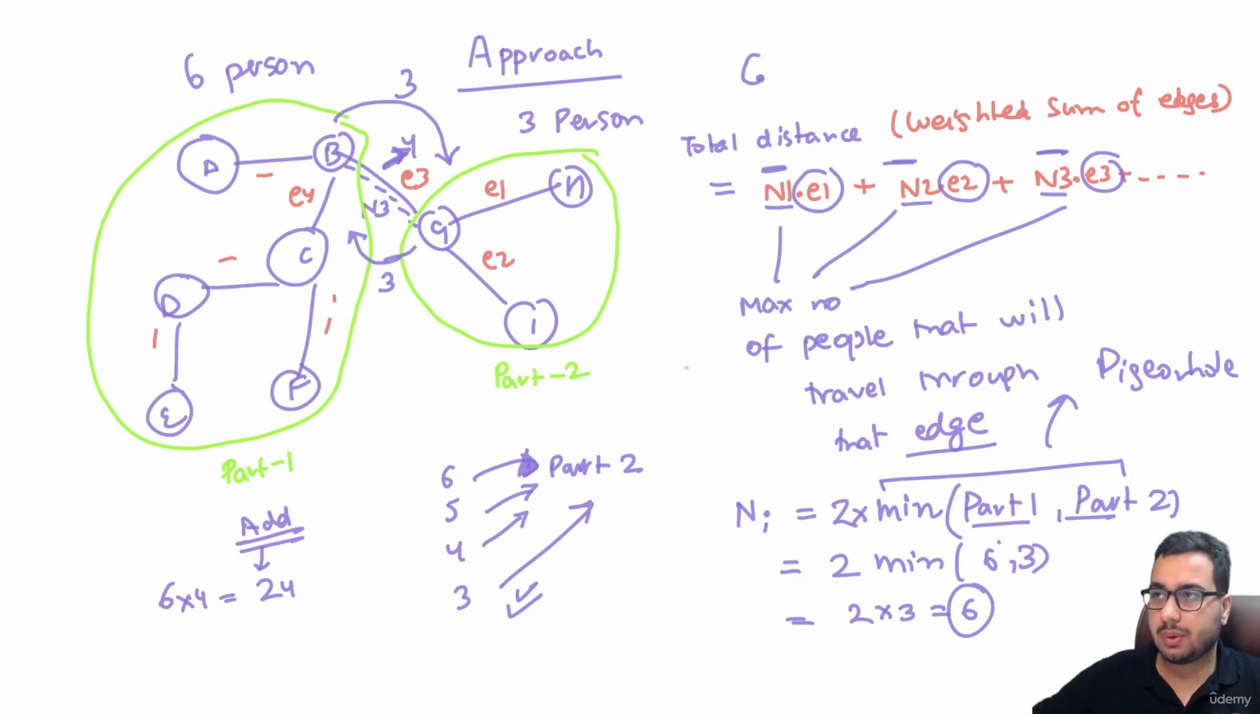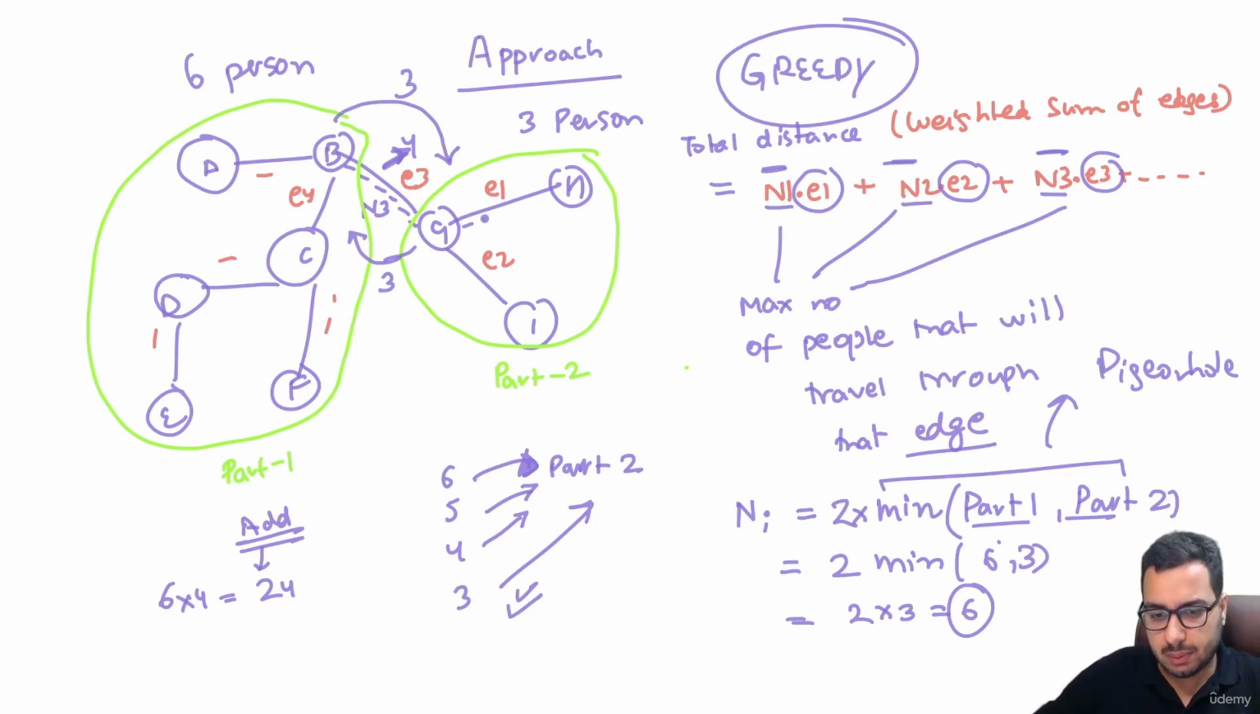I will call this approach a greedy approach. We are finding the local maxima, multiple local maximas, and adding the answer for all the edges. If you want me to dry run on the given example, we can do it.